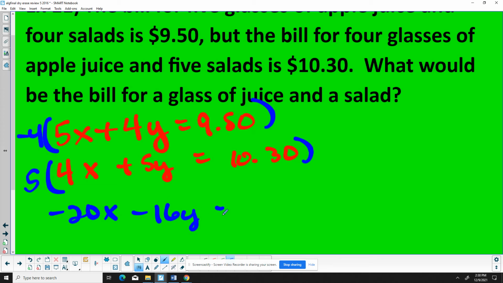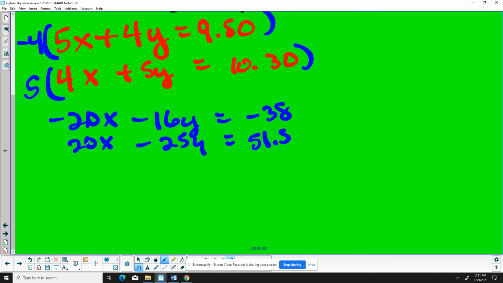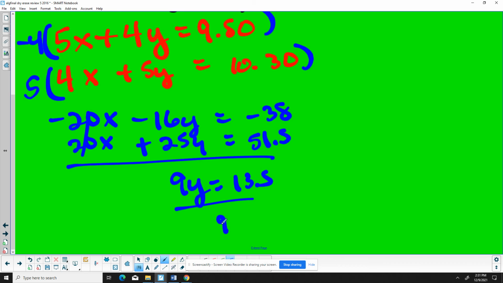9.50 times 4. Oh, got an extra pi in there. It's negative 38. 10.30 times 5 is 51.50. So those go. That's plus. So 25 minus 16 is 9. And 51.50 minus 38 is 13.50. If I divide it all by 9, $1.50 again.